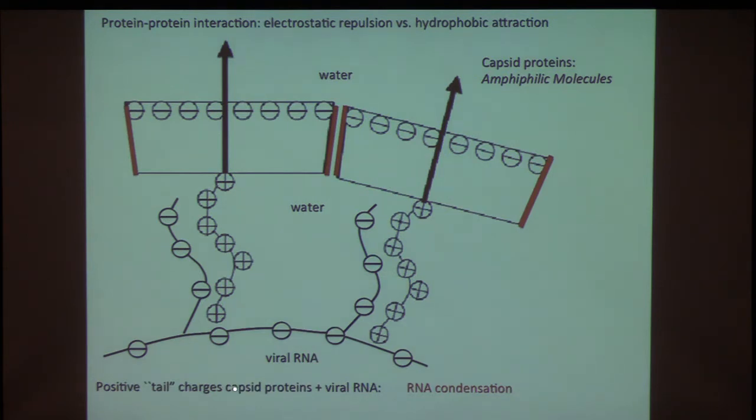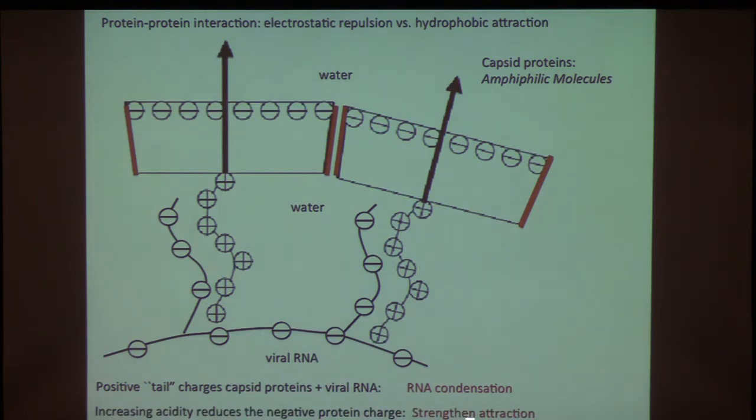The positive tail charges of the capsid protein, which are very flexible, self-associate with the viral RNA, and the charge neutralization drives a compact form of the RNA called the RNA condensed phase. So it's mutual. The RNA causes the aggregation of the proteins, and the proteins cause aggregation of the RNA, because the negative charge of the RNA is reduced by these tails.